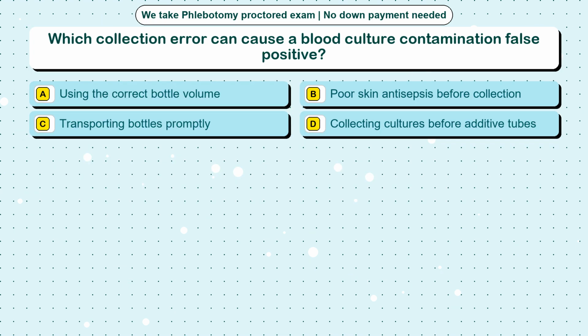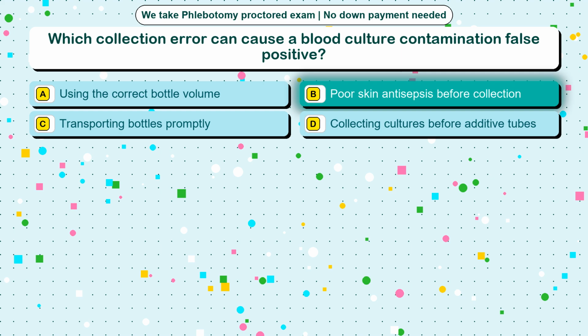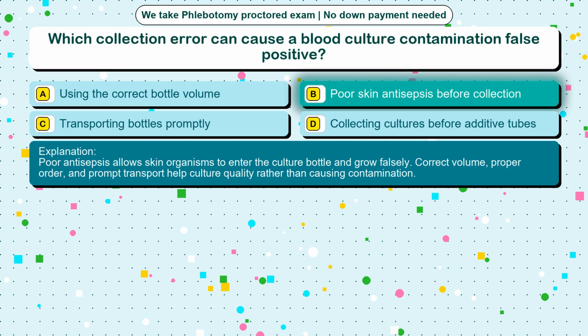Question 45. Which collection error can cause a blood culture contamination false positive? Option A, using the correct bottle volume. Option B, poor skin antisepsis before collection. Option C, transporting bottles promptly. Option D, collecting cultures before additive tubes. The correct answer is option B, poor skin antisepsis before collection. Poor antisepsis allows skin organisms to enter the culture bottle and grow falsely. Correct volume, proper order, and prompt transport help culture quality rather than causing contamination.